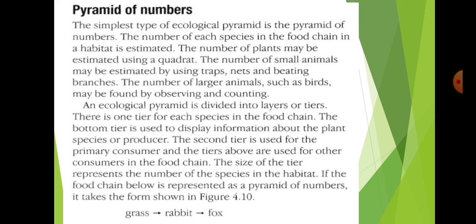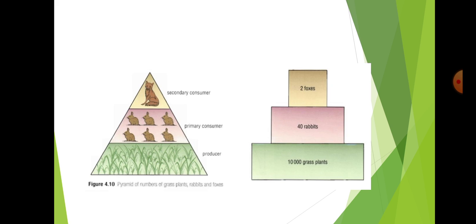So the food chain we have is grass, and the grass is eaten by the rabbits, and the rabbits are eaten by foxes. So in a pyramid of numbers, as we can see, the producers are at the bottom tier, and the size of the tier itself shows the number of the species. So as we can see, the first box is bigger than the second, and the second is bigger than the third. The first box contains the plants, which are more in number than the primary consumer, which are the rabbits, and the rabbits are more in number than the secondary consumer, which are the foxes.